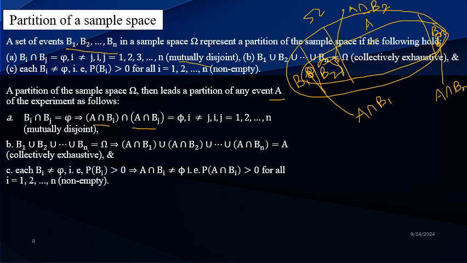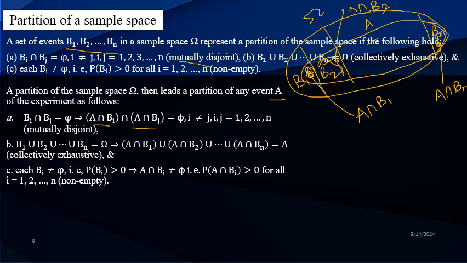Okay, A intersection Bi, you can observe easily, are mutually disjoint. Don't say mutually exclusive. When you say mutually exclusive, the probability of joint occurrence is zero, so mutually exclusive involves probability, but disjoint does not involve probability. Disjoint is saying that there is no common outcome, no intersecting outcome.